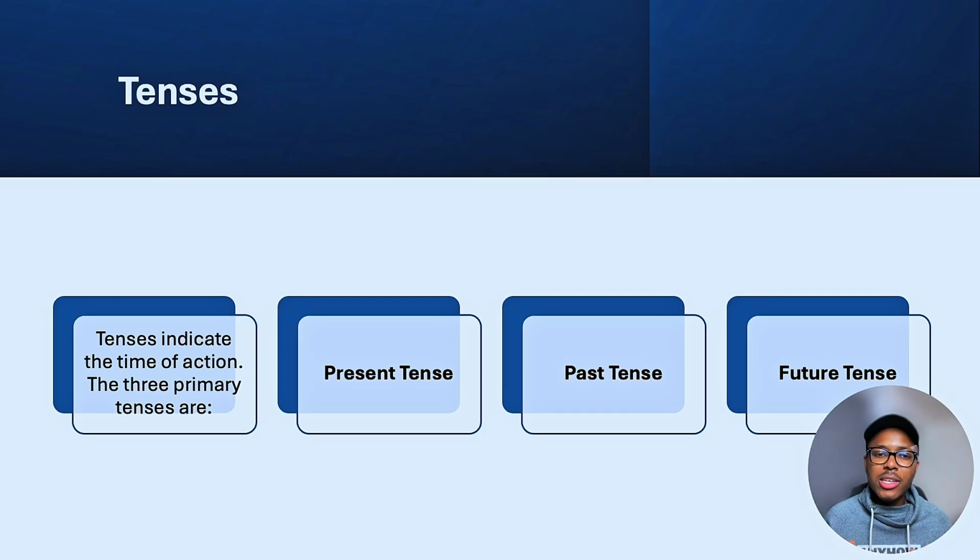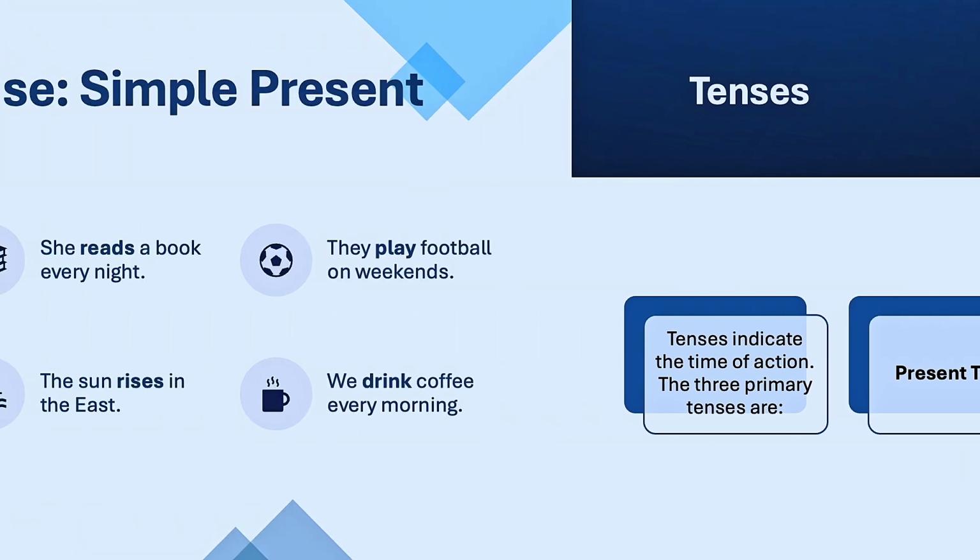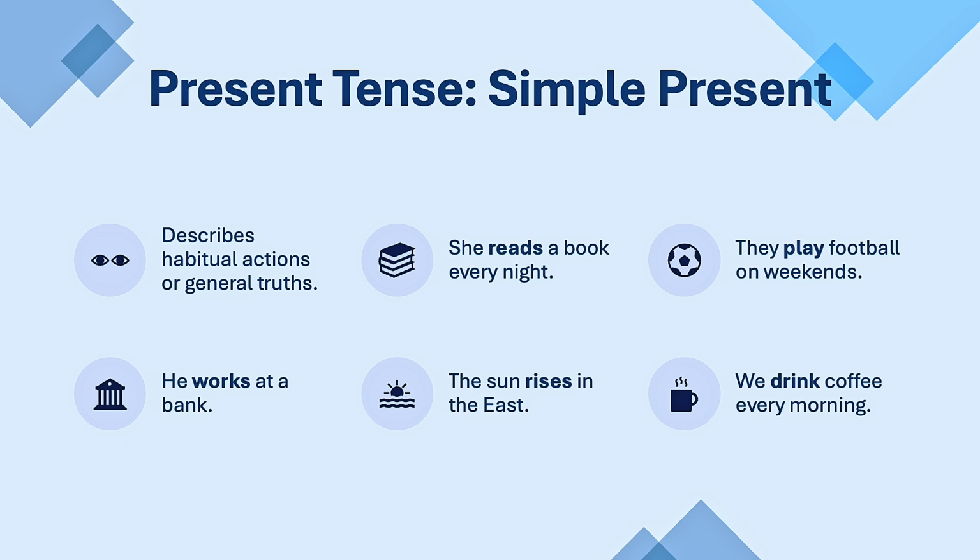Now, let's take a look at verb tenses. Tenses indicate the time of action. The three primary tenses in English are the present tense, past tense, and future tense. Simple present describes habitual actions or general truths.